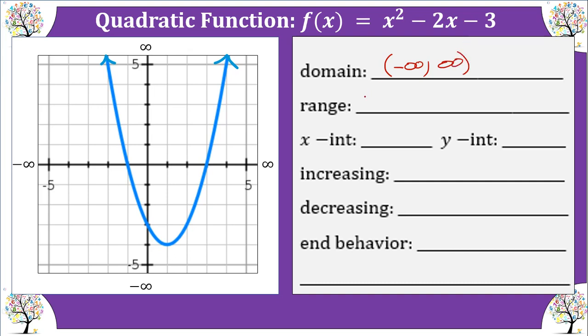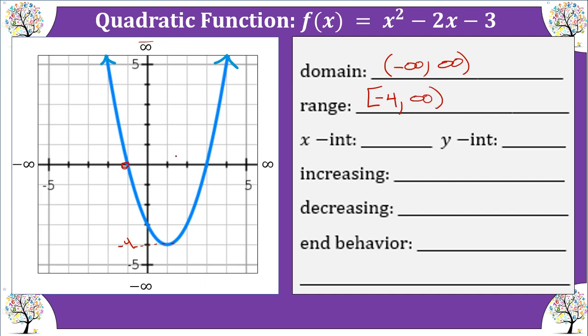Now the range. Remember, we always ask how far down does this graph go? And we're only concerned with our y values, so we're just looking at these y values here on the y-axis. How far down does it go? It goes down to right here at -4, and it is included because it's not an open circle. So the least value my output is going to be for this graph is -4, and then it continues to increase toward positive infinity.